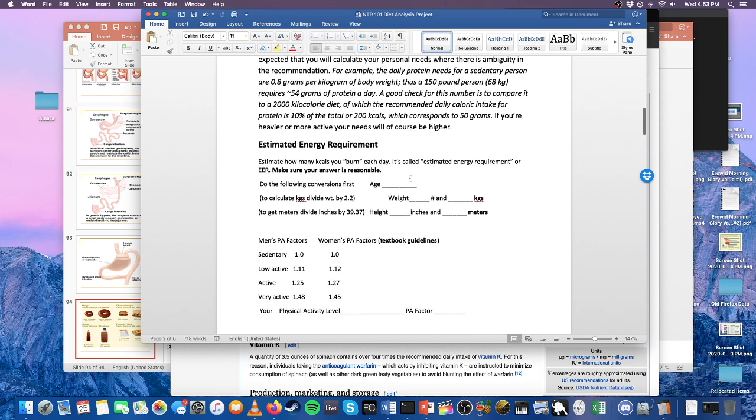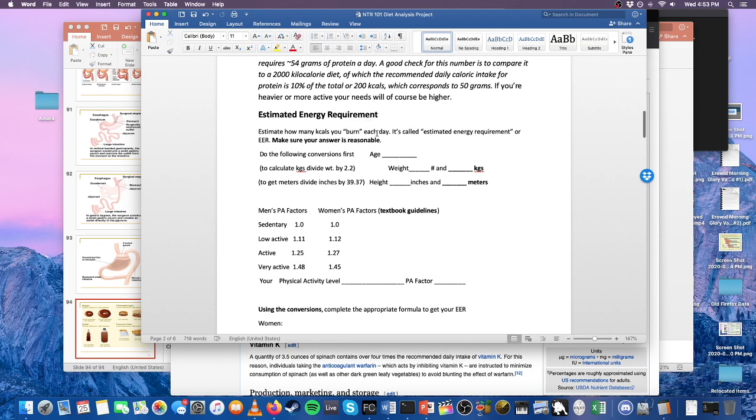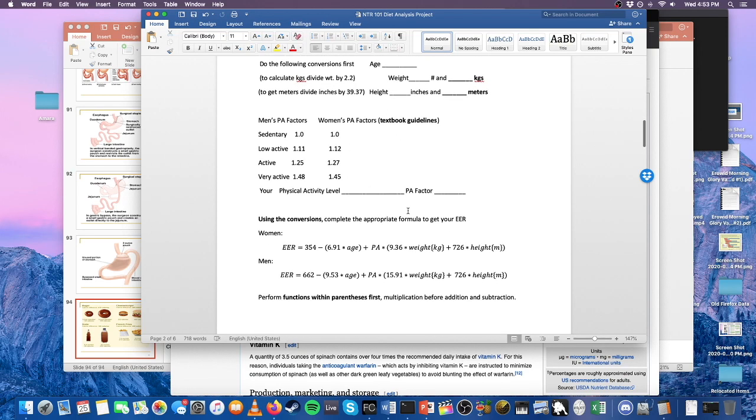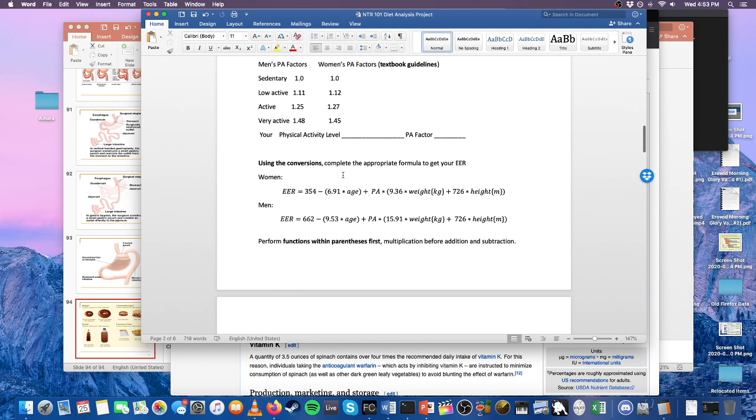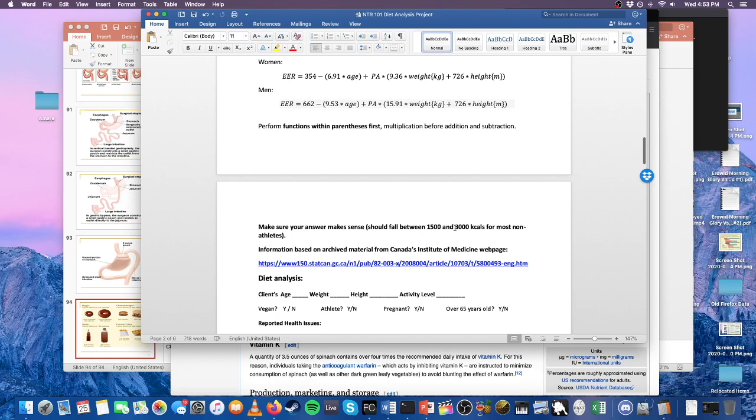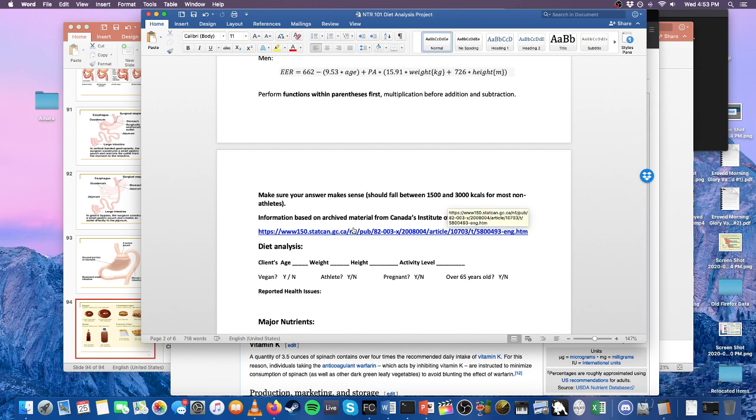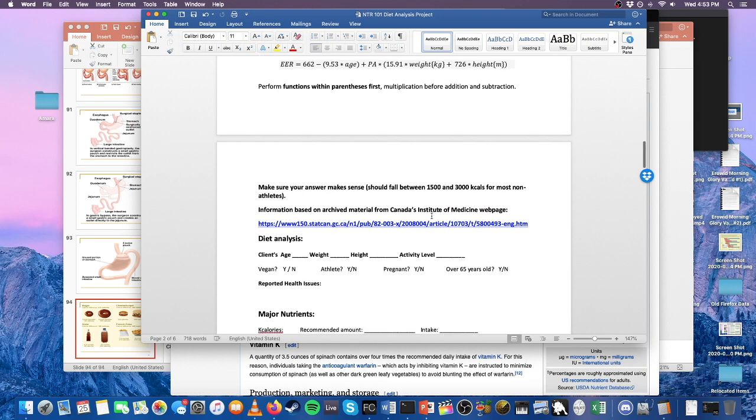And you can also use the estimated energy requirement that I talked about in the lecture just now. This uses your age, weight, and height, as well as your physical activity level in these equations. You plug and play for these equations to get a number that is hopefully between 1,500 and 3,000 calories. If you're not an athlete, it might be above 3,000 calories if you are an athlete. If you're looking for more information on that, there's a link here for Canada's Institute of Medicine, which gives some of the theory behind this.